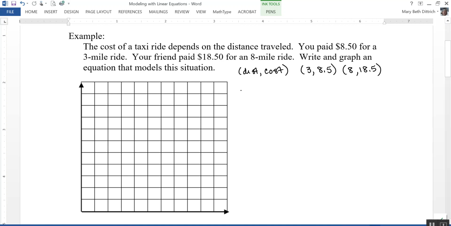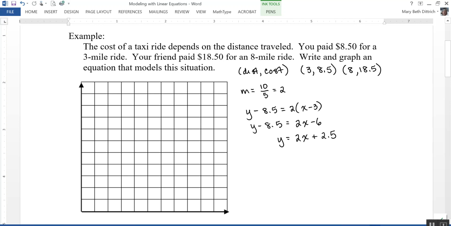Let's start by finding the slope. So the slope is going to be 18.5 minus 8.5, which is 10, over 8 minus 3, which is 5, or my slope is equal to 2. Now let's get a y-intercept here. I'm going to use point-slope form, so y minus, I'm going to use my smaller number here, 8.5 is equal to 2 times x minus 3, or y minus 8.5 is equal to 2x minus 6, and adding 8.5 to both sides gives me y equals 2x plus 2.5.